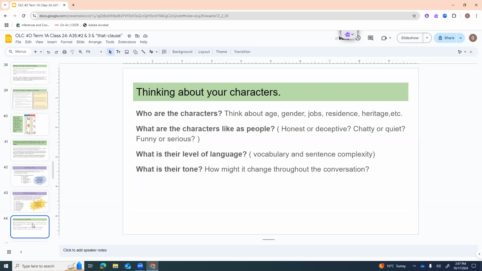What is their tone? Remember, tone is about their emotions or what emotion they're inspiring in you. And how might a tone change through the conversation, right? Someone might start off a conversation calm and then they get mad in the conversation and then maybe they get sad, or it might change. One person might have one tone, another person might have a completely different tone. How can you convey that with your word choices?